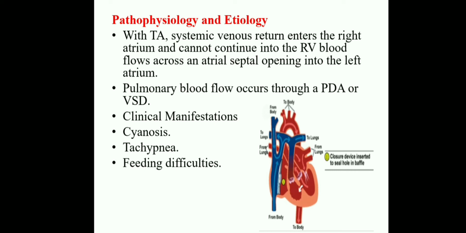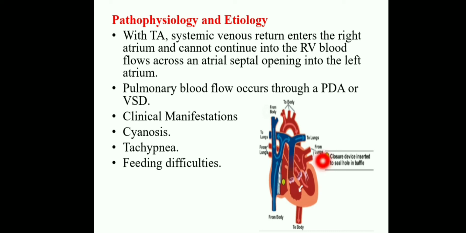And coming to the pathophysiology and etiology. With tricuspid atresia, systemic venous return enters the right atrium and cannot continue into the right ventricle. The blood flows across the atrial septal opening into the left atrium.